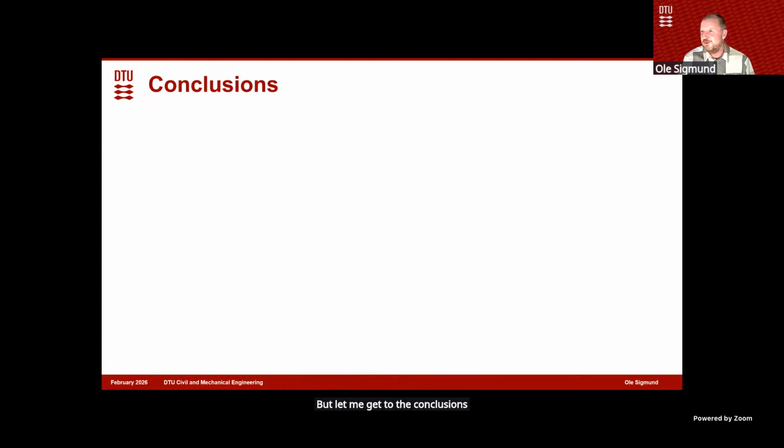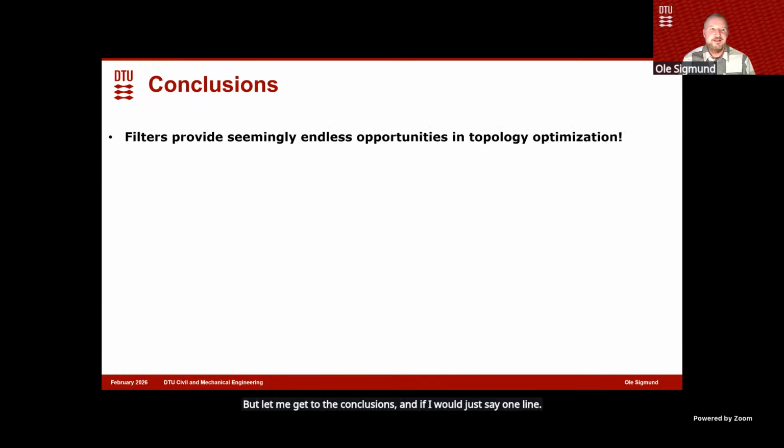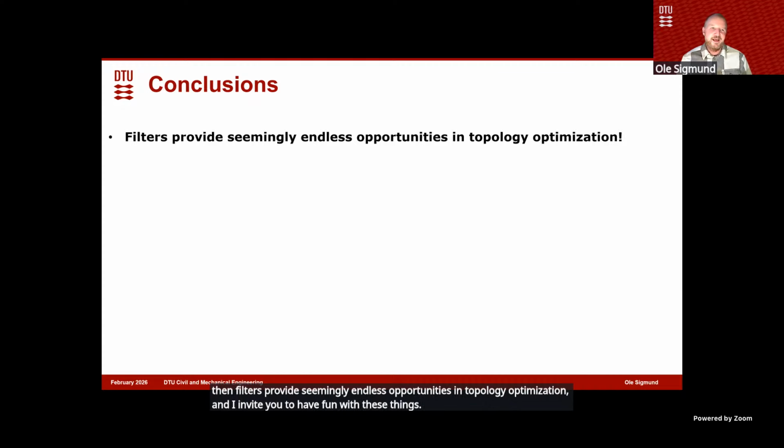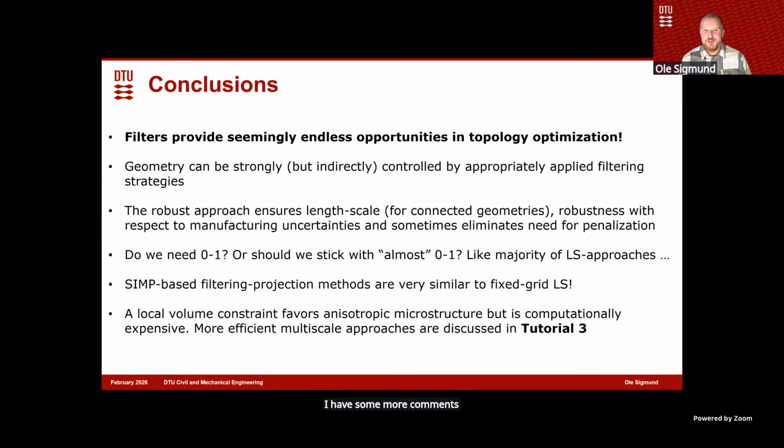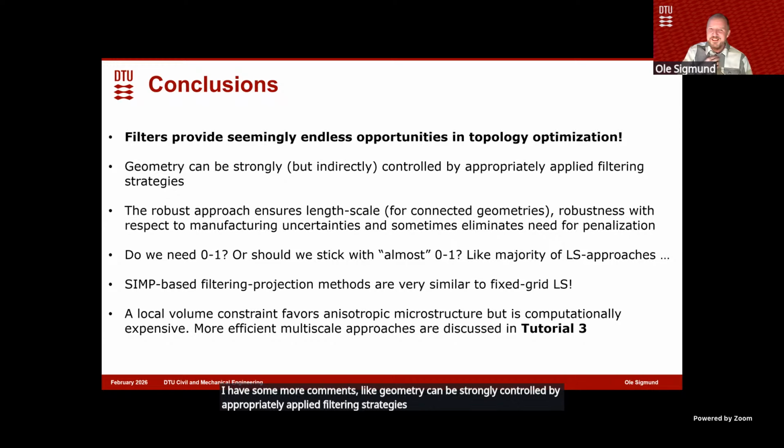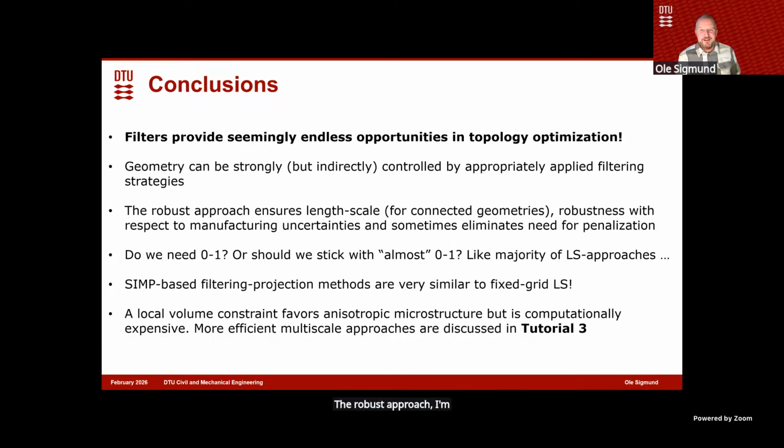If I would just say one line, then filters provide seemingly endless opportunities in topology optimization. And I invite you to have fun with these things. I have some more comments, like geometry can be strongly controlled by appropriately applied filtering strategies. The robust approach, I'm a big favor of it, despite its limitations in some cases, but that delivers robustness and very well implemented length scales.